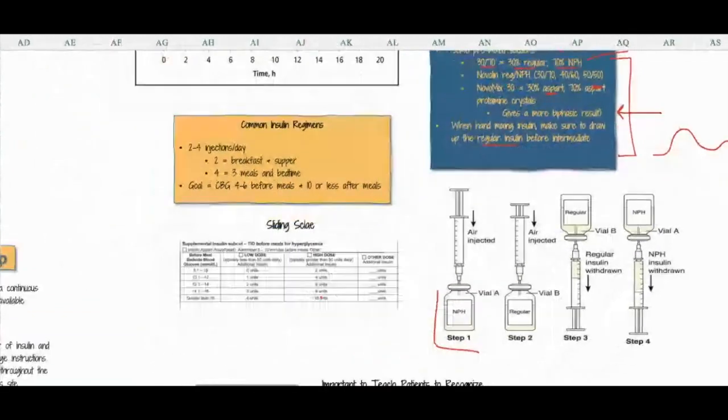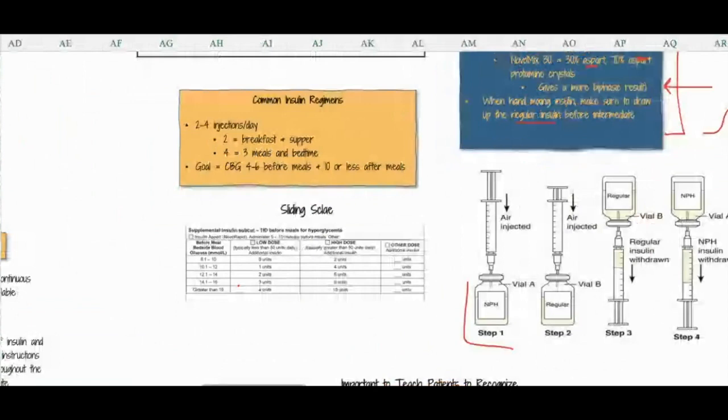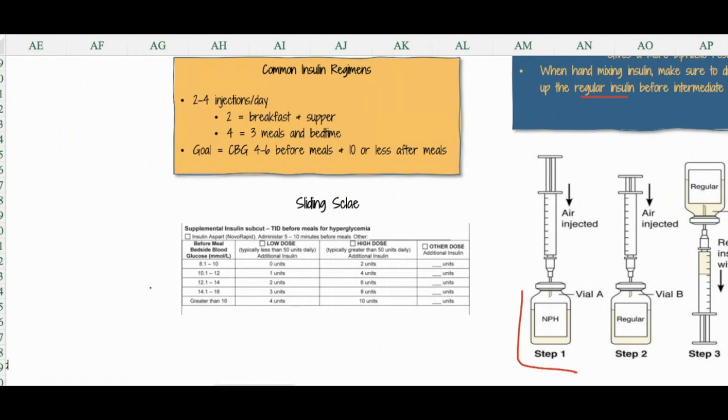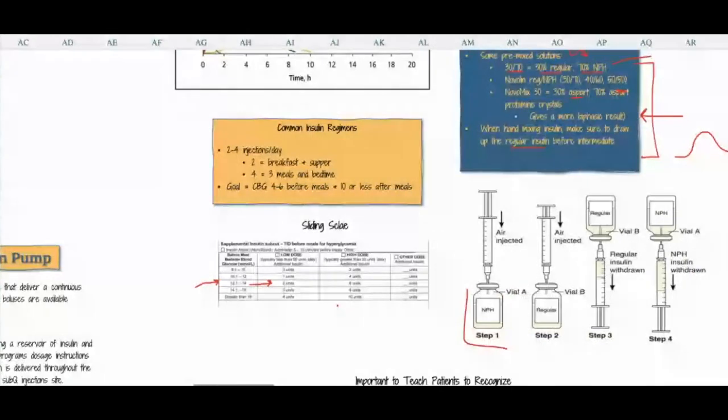Make sure you understand what a sliding scale is. If you look here, and this is really, really common, it'll tell you when you go to the patient at a certain time of day, you take their CBG and it's 12.1. It tells you how many units you need to give them. And this is a directive, so you don't have to get an order or anything. You just grab the pen and do it.